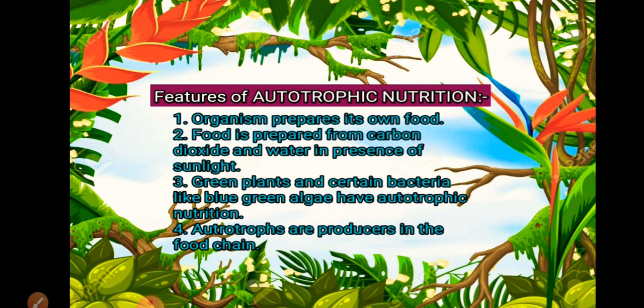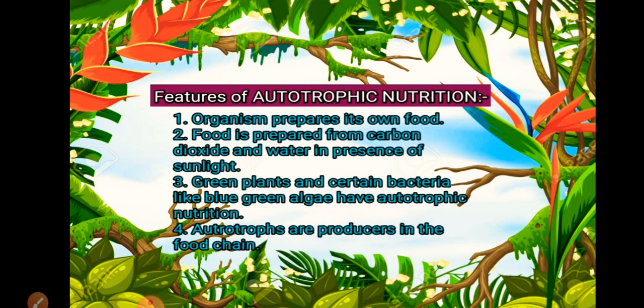Now let's move on. Next are features of autotrophic nutrition. Four basic features. If you look at an organism, how will you come to know that this organism is showing autotrophic nutrition? So these are the 4 pointers which you need to look for. First is, the organism prepares its own food. You would see that it is not dependent on any other organism present in the environment. Second, food is prepared from carbon dioxide and water in presence of sunlight.